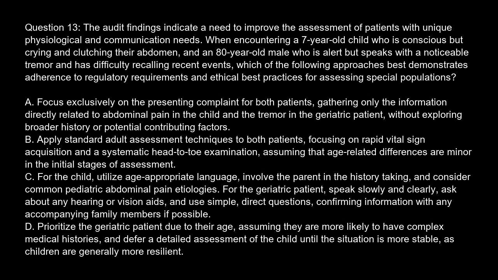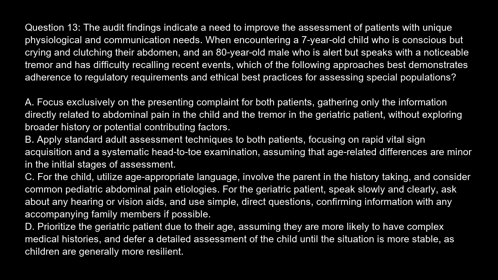Option A. Focus exclusively on the presenting complaint for both patients, gathering only the information directly related to abdominal pain in the child and the tremor in the geriatric patient, without exploring broader history or potential contributing factors. Option B. Apply standard adult assessment techniques to both patients, focusing on rapid vital sign acquisition and a systematic head-to-toe examination, assuming that age-related differences are minor in the initial stages of assessment.